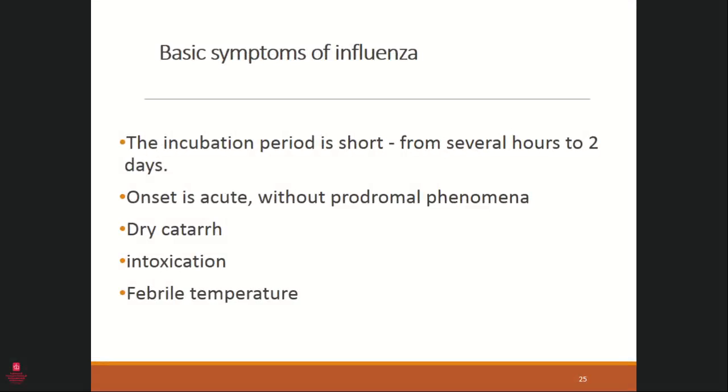Now we will move on to the description of diseases such as influenza, parainfluenza, adenovirus infection, and respiratory syncytial infection. Basic symptoms of influenza: the incubation period is short, from several hours to days. Onset is acute without prodromal phenomena, with dry catarrh, intoxication, and febrile temperature.